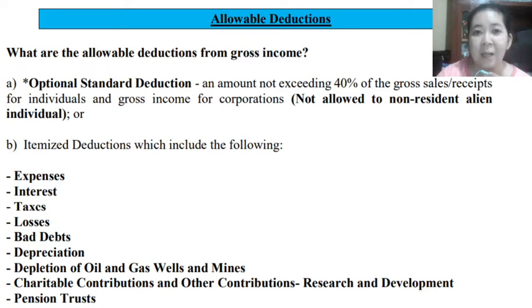Okay, so here in OSD, since the deduction allowed is 40%, meaning to say 60% of your income is the taxable income. So this is the first deduction that is allowed. The second deduction allowed for deducting from your gross income to arrive at our net taxable income is the itemized deduction. So please take note, you are only allowed to choose between optional standard deduction or the itemized deduction.